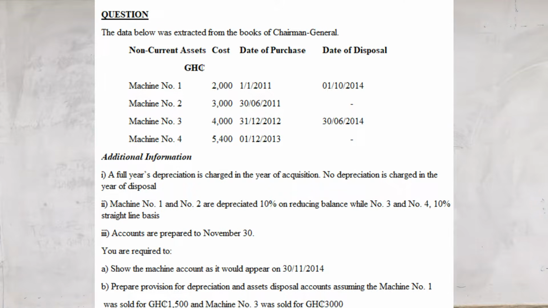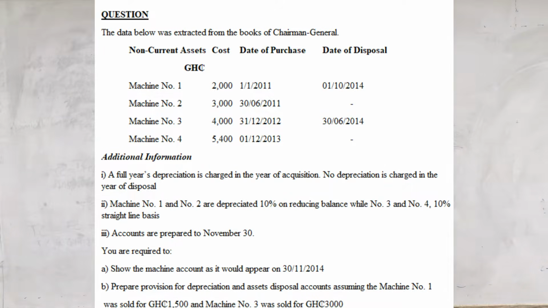And then we have machine number 2 for 3,000 Ghana cedis. Date of purchase is 30th June 2001. There is no date for disposal. It means that the asset was not sold. And then we have machine number 3 for 4,000 Ghana cedis cost, and the date of purchase was 31st December 2012. And the date of disposal is 30th June 2014. Then the last machine was bought for 5,400. The date of purchase is 1st December 2003, but it has not been disposed of.